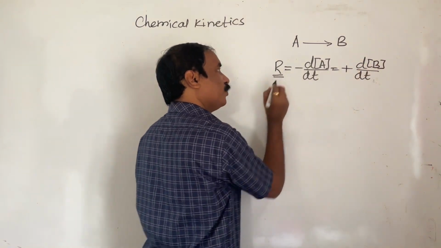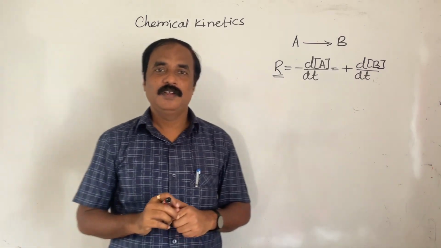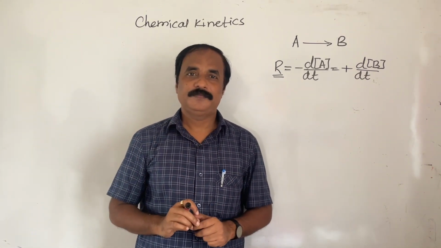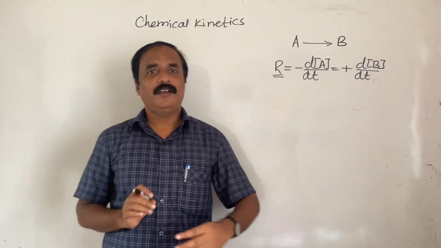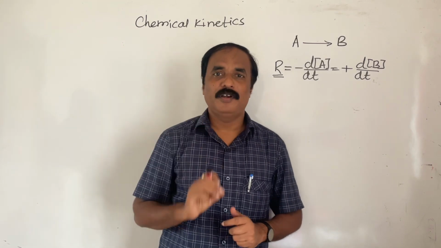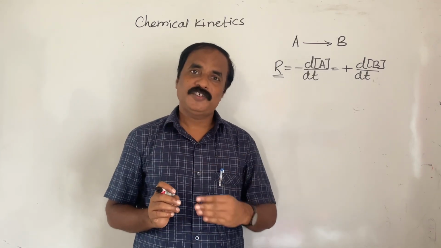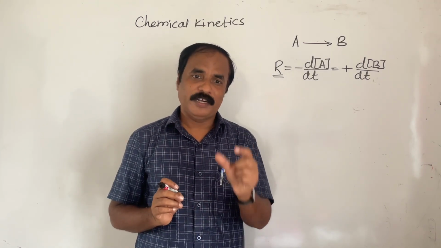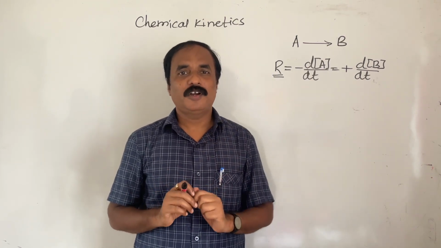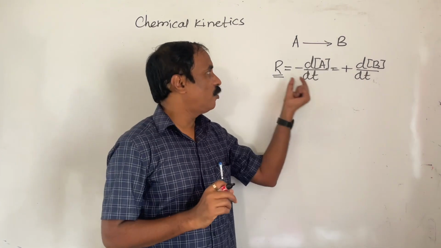So R क्या होता है? Rate of reaction. We know that rate of reaction is also known as the velocity of reaction. Decrease in concentration of reactant per unit time. Per unit time interval important है. अगर हमें rate of reaction निकालना है, तो per unit time in a time interval is important. Or increase in concentration of product per unit time is said to be rate of reaction.